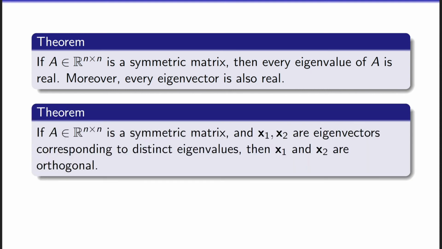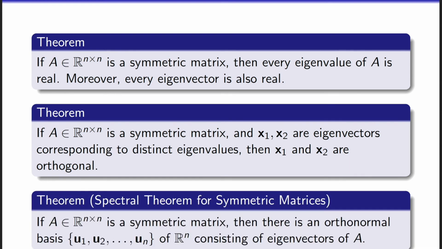The second theorem states that for a symmetric matrix, if we consider two eigenvectors x1 and x2 that correspond to different eigenvalues, then x1 and x2 will be orthogonal to each other. And this is really interesting, the fact that the eigenvectors of a symmetric matrix point in perpendicular, or orthogonal, directions. And finally, we can combine all of this and get really the big one.